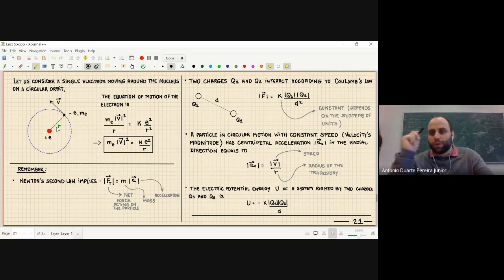The fact that I'm choosing a circular motion is just to make things easier, but you could consider, for instance, an ellipse or a more complicated orbit, okay? Good.